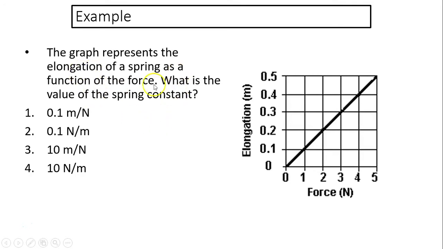So this graph represents elongation of the spring as a function of force. What is the value of the spring constant? So again, elongation versus force. Spring constant equals force divided by elongation. So you'll have to use force divided by elongation. You can choose any point on here. This 3 divided by 0.3, that's 10 Newton over meter. So the answer is 10 Newton over meter.